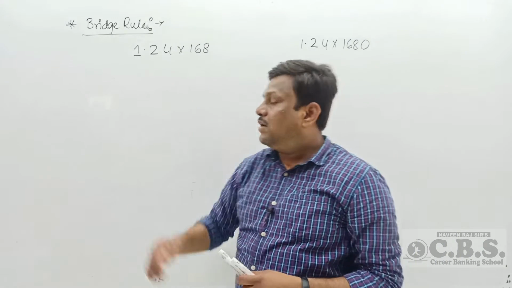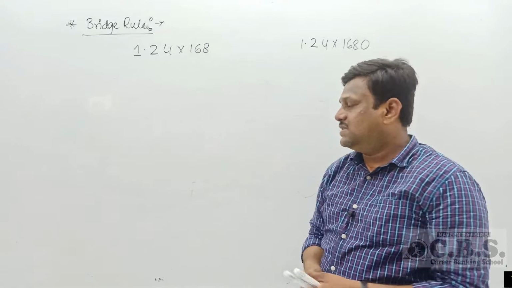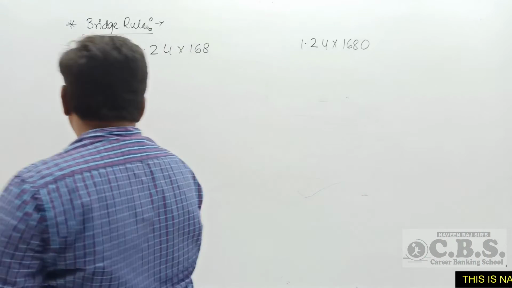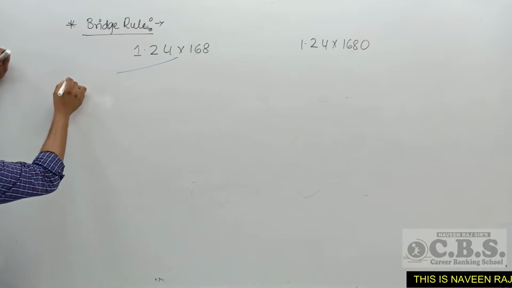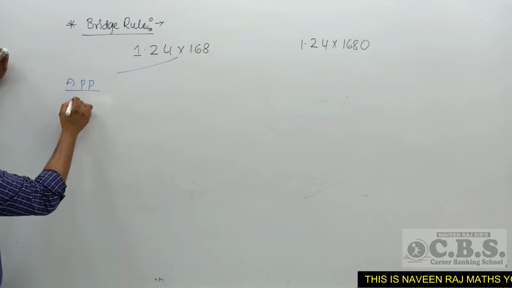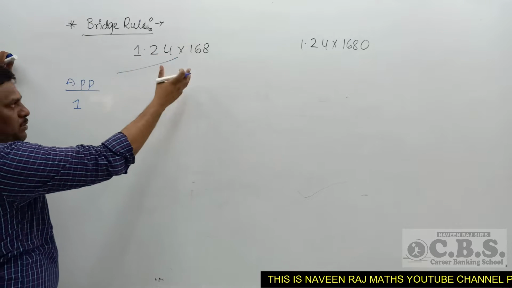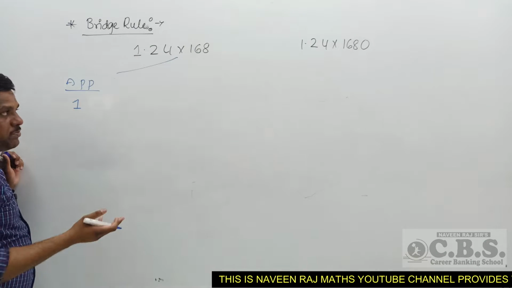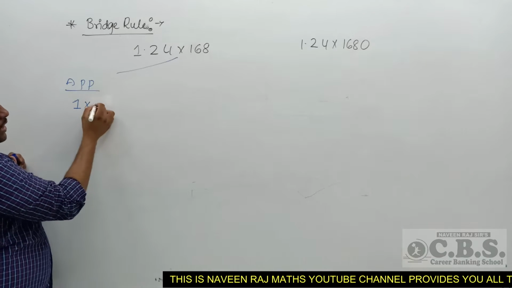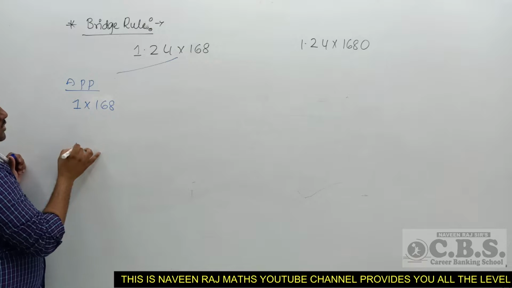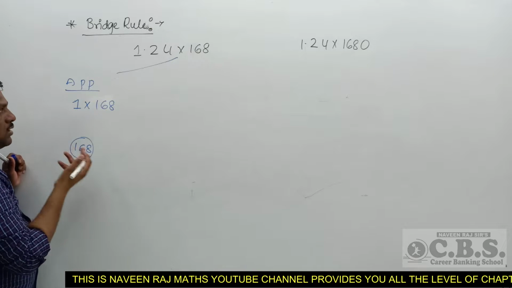Let's see some more examples on the same condition. Next example, 1.24 into 168. On the same lines, I am going to do the question in 3 modules. First module, approximate. I take 1.24, and 0.24 is below bridge. Below bridge means for the lower bridge, take the near value, 1. I take 1 into 168. What's your answer? 168. Okay, it's not a problem.